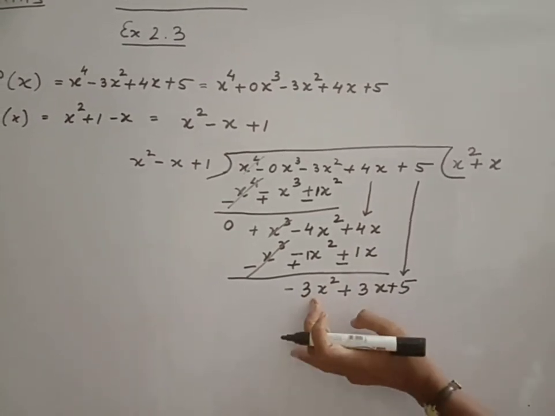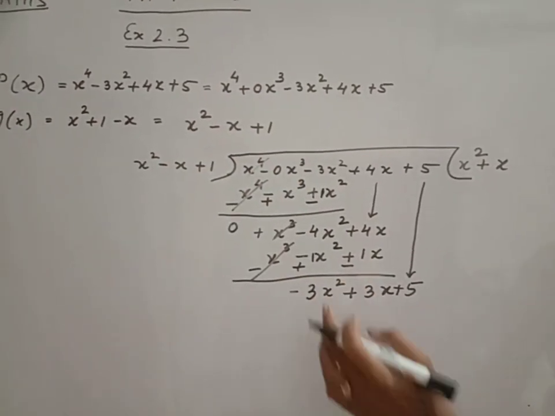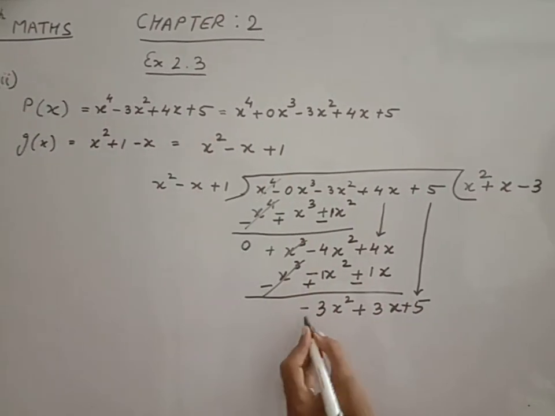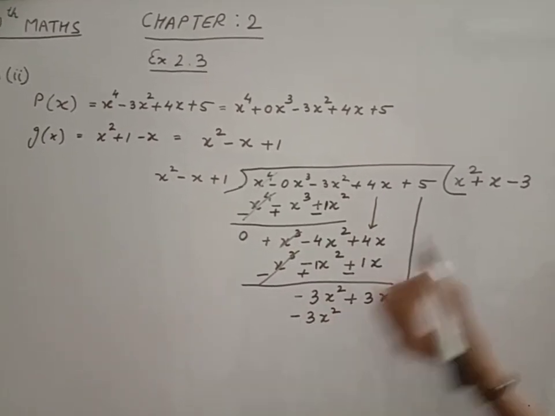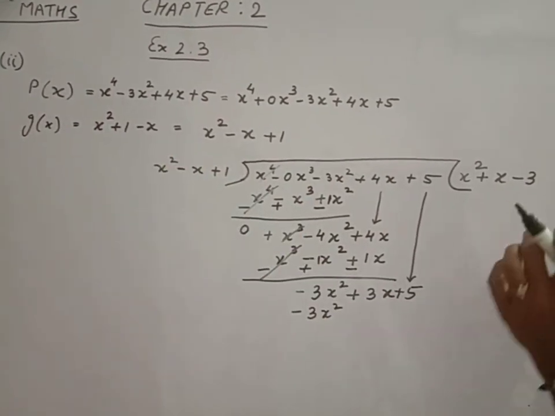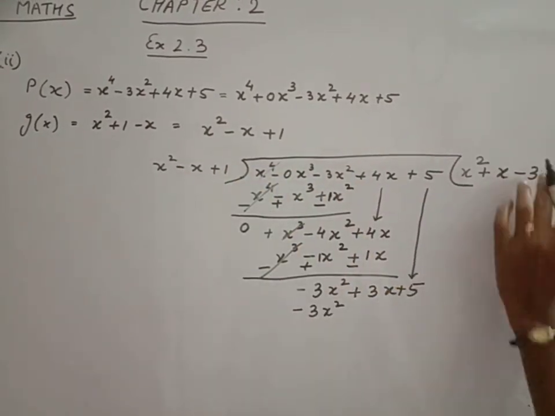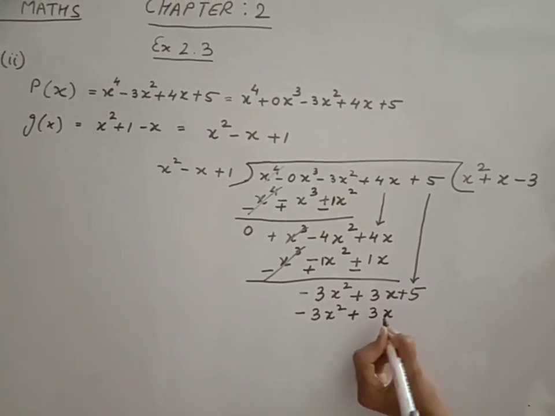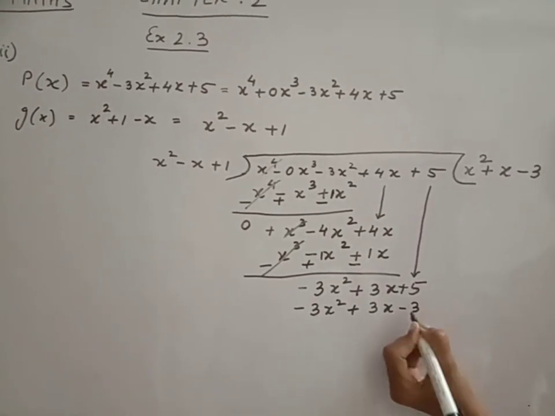Again, what should be multiplied to x square to get minus 3x square? So I will multiply by minus 3. So minus 3 into x square is minus 3x square. Remember, if the first term contains a negative sign, I will multiply by negative. Minus 3 into minus x is minus minus becomes plus 3x. Now minus 3 into plus 1 is minus 3.